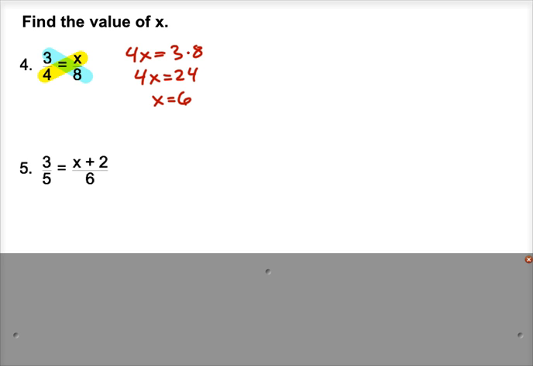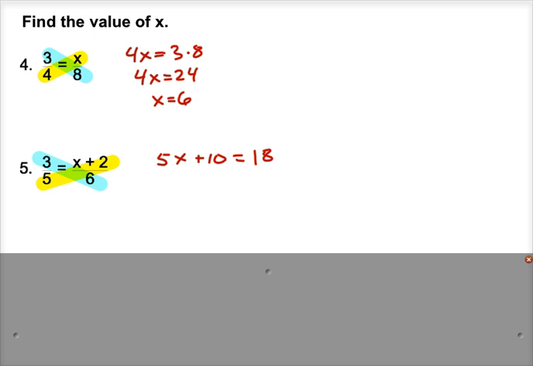Let's cross multiply the next one. And I'm going to start with the variable portion. So I'm going to take 5 times x plus 2. So I really have to think of distribute. So 5 times x is 5x. 5 times 2 is 10. And this is going to equal what I get when I cross multiply the other way. And if you want to do the multiplying step in your head instead of writing down 3 times 6, that's fine. We know 3 times 6 is going to be 18.